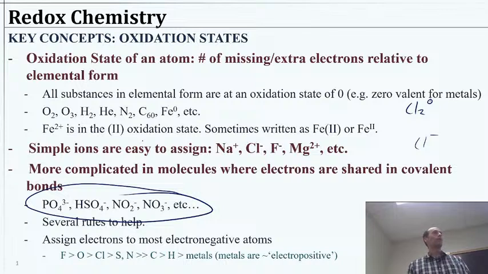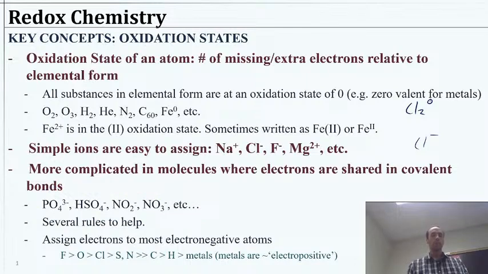Phosphate. How do we know what is the oxidation state for the P, for example, or for the oxygens? Do we have any rules to do that? Well, it turns out that we do have a few rules. First of all, we can decide which ones to assign electrons to.